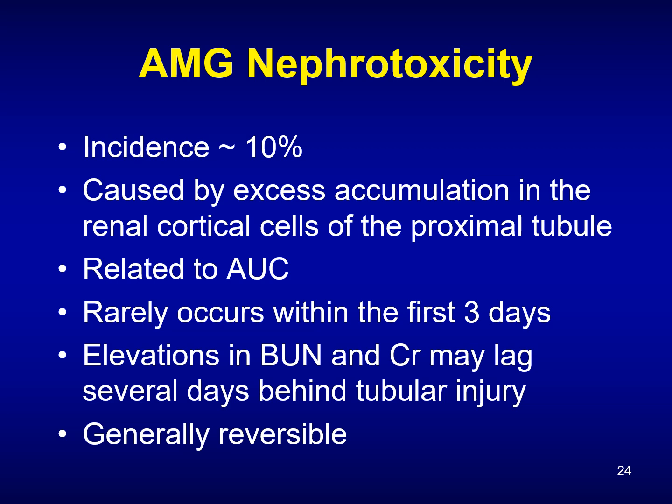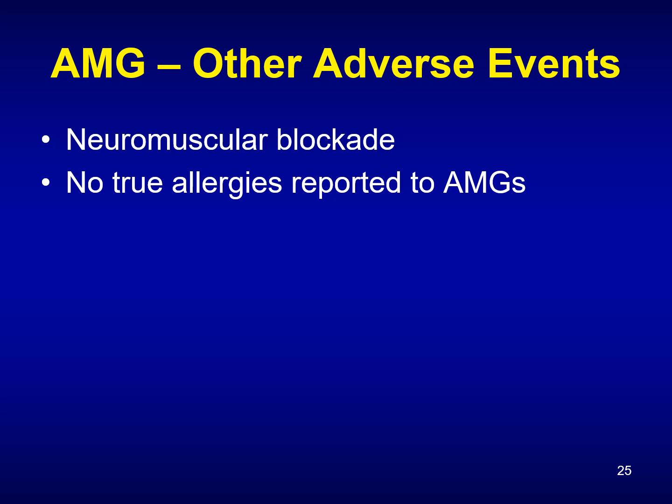Nephrotoxicity caused by aminoglycoside use is approximately 10% and caused by accumulation in renal cortical cells of the proximal tubule. It is related to the AUC, rarely occurs in the first 3 days, and monitoring is difficult because oftentimes BUN and creatinine may lag behind several days following tubular injury. Fortunately, this is generally reversible if not caught too late. Aminoglycosides can also cause neuromuscular blockade, and generally no allergies have truly been reported with aminoglycosides.